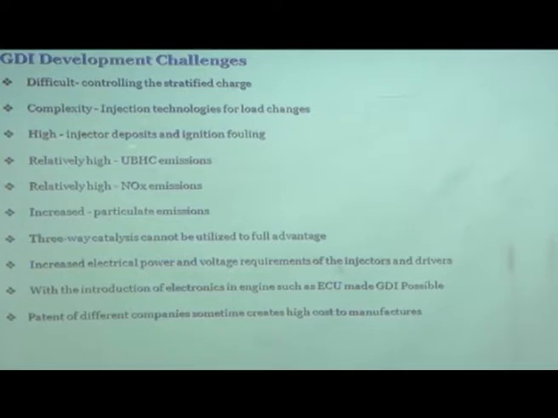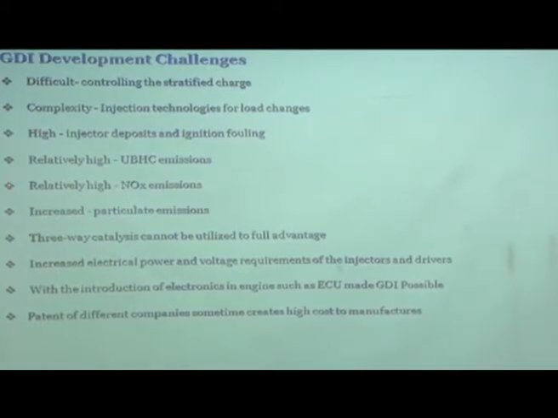Then you see the injector deposits and ignition system fouling is also very high. The spark plug you get deposits, injectors you get deposits. And then you have relatively higher unburned hydrocarbon emissions, relatively higher carbon monoxide emissions. So, they have to be tackled by exhaust gas after-treatment. Sometimes you have relatively higher NOx emissions under certain operating conditions. So, they have to be tackled.